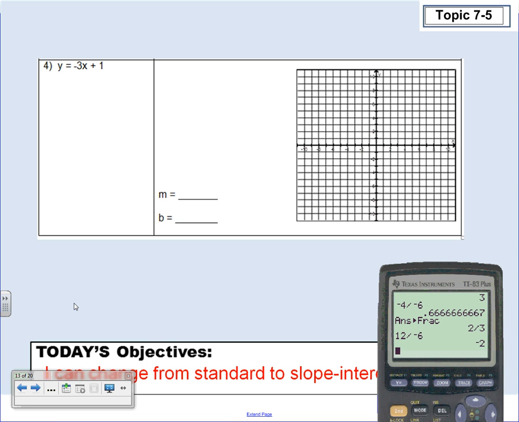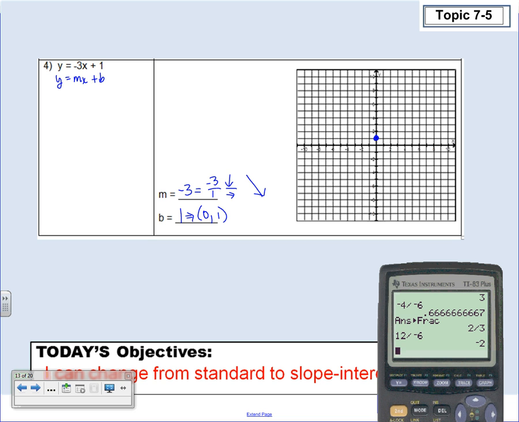Example 4. Notice this one is already in y equals mx plus b form, so we don't have to do any changing. Our slope then is negative 3. Our beginning point or y-intercept is 1, so that's the coordinate 0, 1. We're going to start at the coordinate 0, 1. The slope is negative 3. I want it to look like a fraction, so that's negative 3 over 1. That means that the top number, since it's negative, goes down. Bottom number always to the right. I should have a decreasing line.